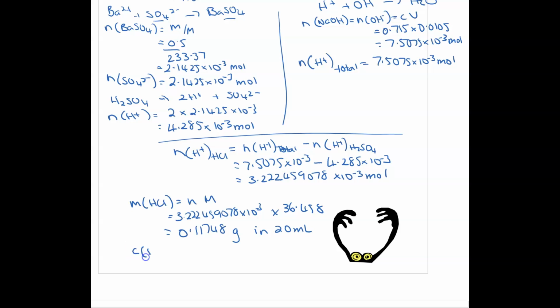So the concentration of hydrochloric is equal to mass over volume, which is 0.11748 divided by 0.02, which comes out to 5.87 grams per litre. I hope this is a bit clearer.